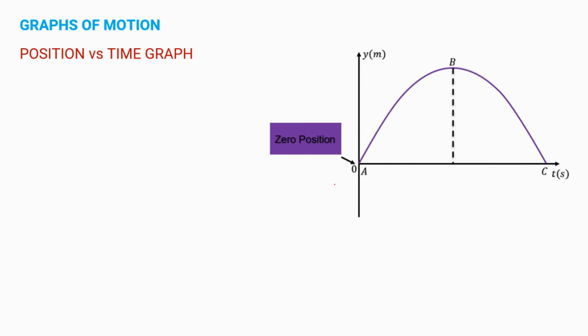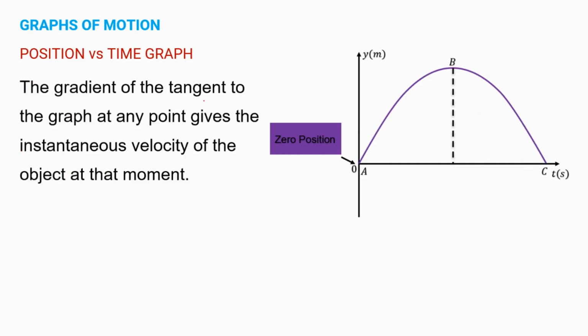Then let's talk about the gradient. The gradient of the tangent to the graph at any point gives the instantaneous velocity. The gradient of the position time graph will give you velocity. Please take note of that. At any particular time, let's say at t1 here, what is the gradient here? The gradient will give you your velocity.